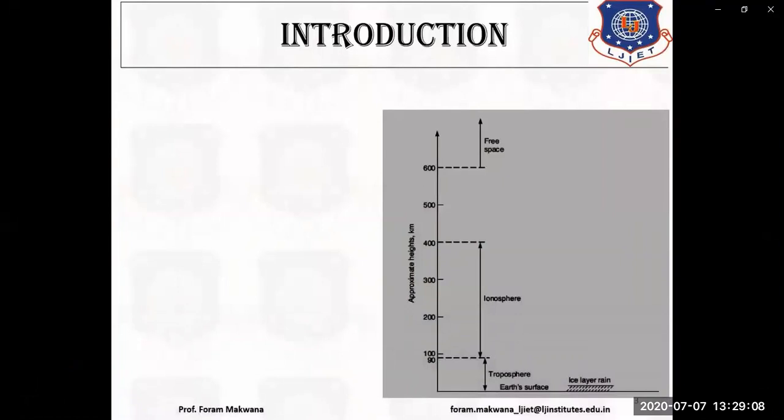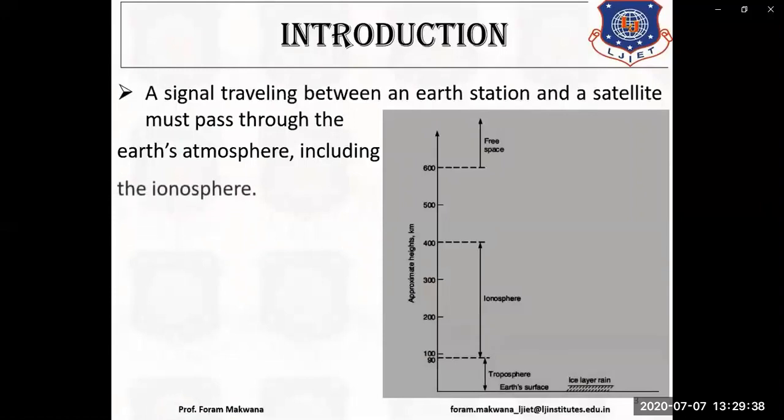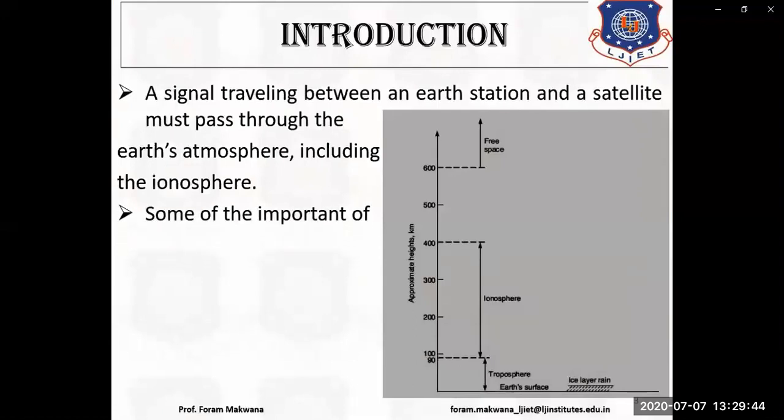Now, first, we are starting the introduction. First of all, what do you mean by radio wave propagation? And what will be the effect on the satellite communication? A signal traveling between an Earth station and the satellite must pass through the Earth atmosphere, including the ionosphere, right? As we know, there are different layers of atmosphere.